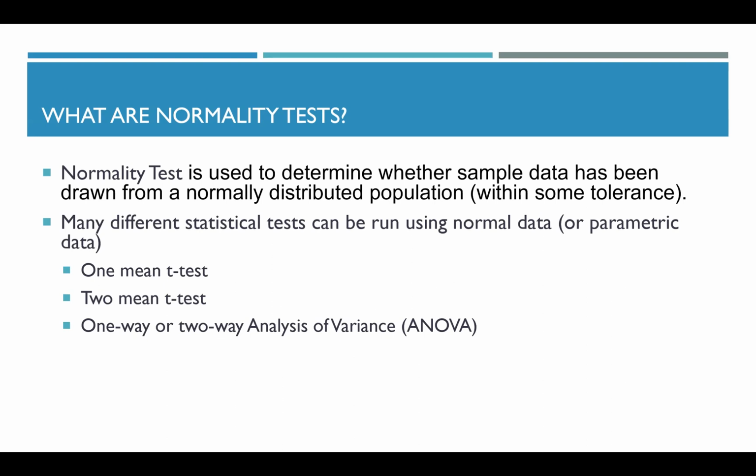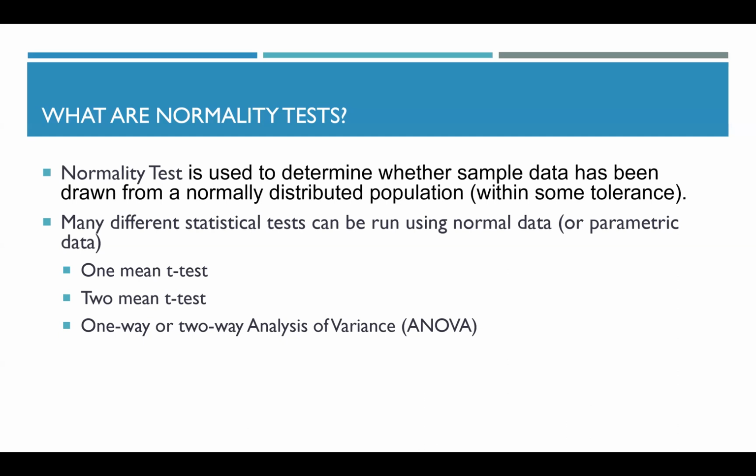Again, we talked about how a lot of our statistical tests assume we have a normal distribution. It's called a parametric test. So if we're going to run things like a one mean t-test or a two mean t-test or the one-way or even two-way analysis of variance, we are assuming we have a normal distribution. And if I'm not told that in the scenario, I really should run the normality test first to ensure that my variable is normal.